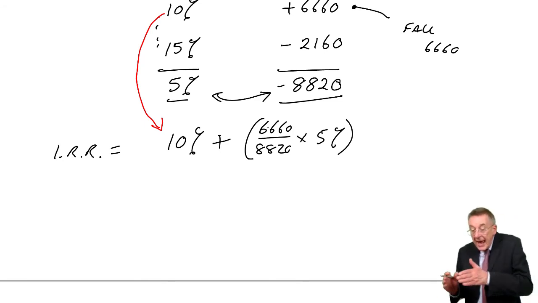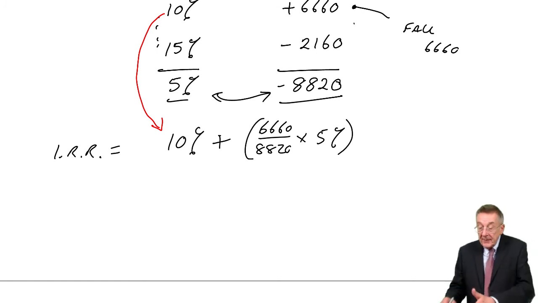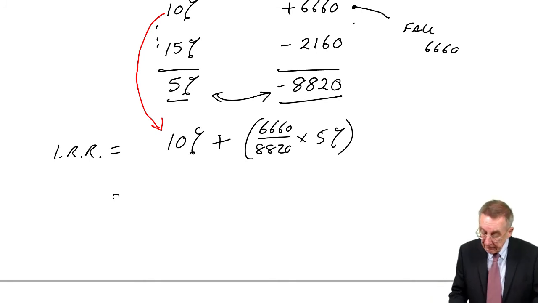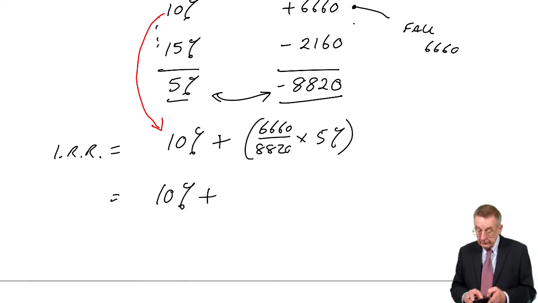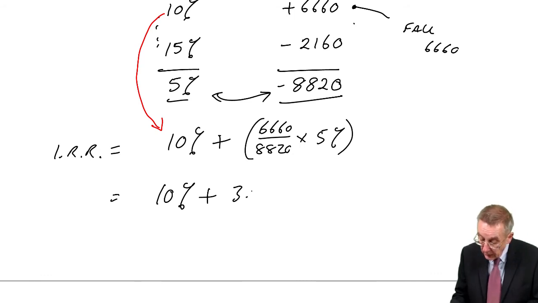Now think about that. You see, we know that 8,000 is 5 percentages. To get to 0, we need a fall of 6,000. Well, if 8,000 is 5%, 6,000 is 6 divided by 8 times 5%. And therefore, the internal rate of return is 10% plus 3.78%, which is 13.78.